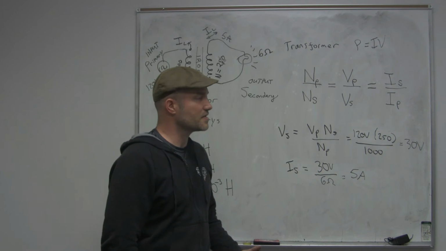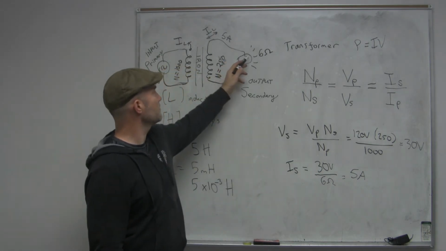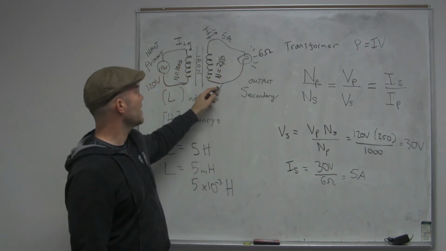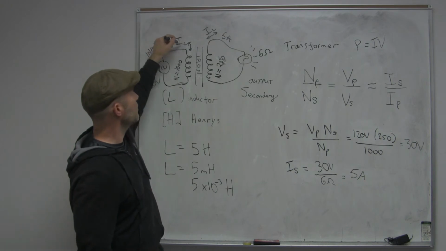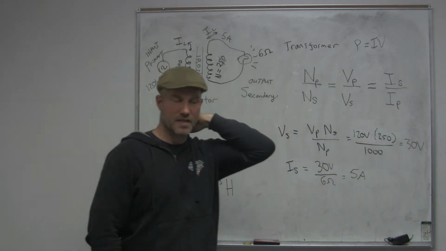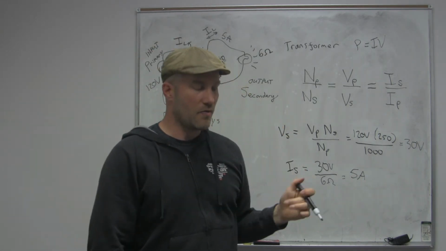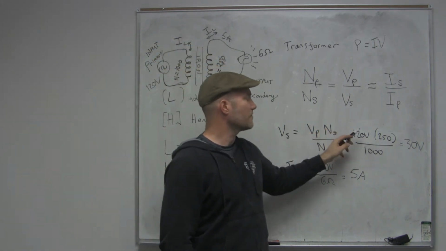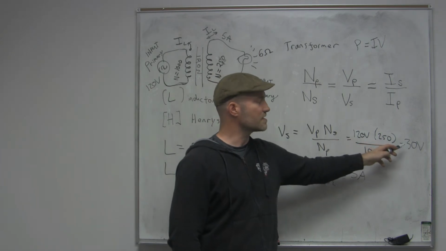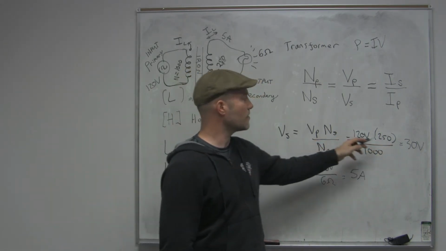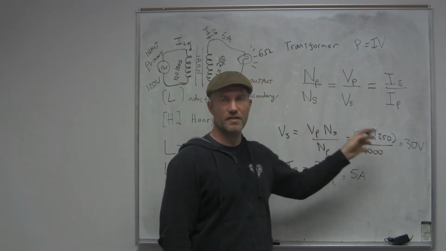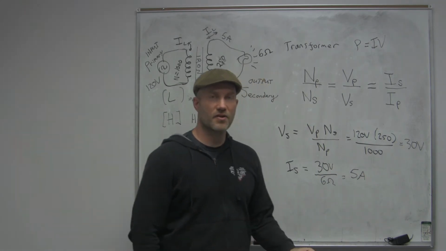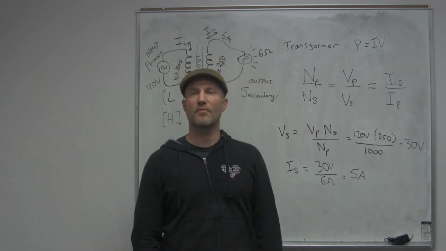Okay, so here's the question then. If 5 amps is flowing through the secondary, how much current is on the primary? Well, we found out that because of the turns ratio, the voltage was 4 times less, 120 to 30. That means the current is 4 times more.